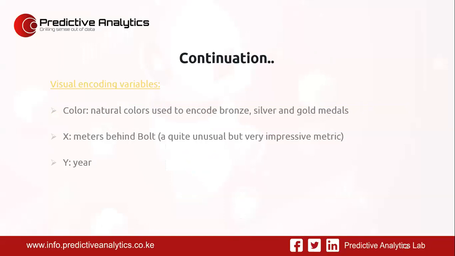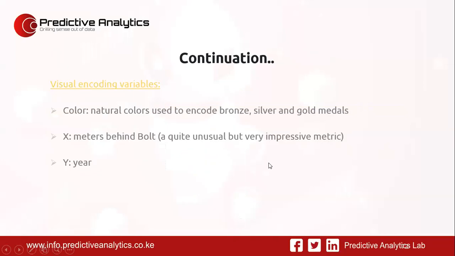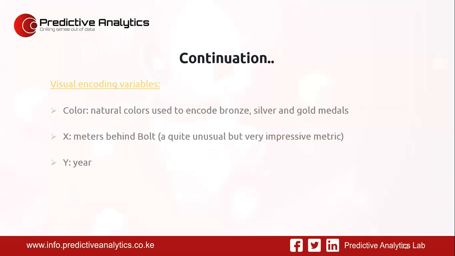Remember we said that we have X and Y as the planar variables. X is meters behind Usain Bolt, and then we have Y. Y there is the year on the side. So it's actually a combination of three encoding variables: color, X, and Y. Or you can say color and then X plus Y. That's an example of visual encoding through the use of color and then X and Y. So that is one.